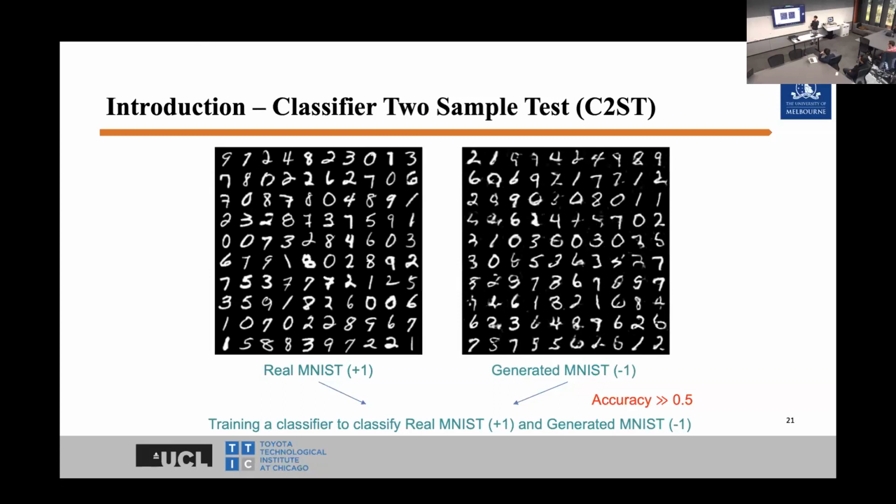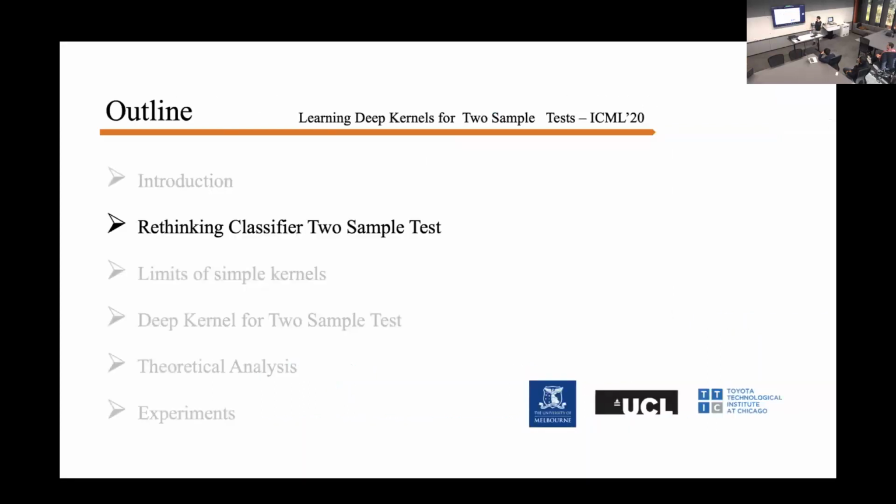So the idea behind the classifier two-sample test is very easy. We can just use accuracy as our statistic to say whether two sets of samples are from the same distribution or not. Now we have introduced two research lines for two-sample testing methods. Which line should we follow for future development?